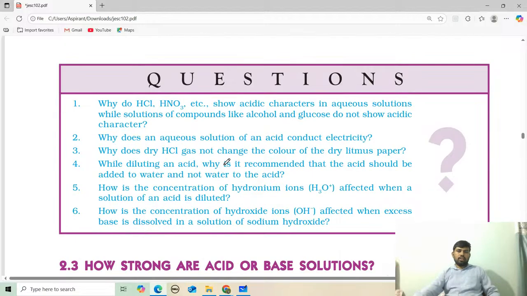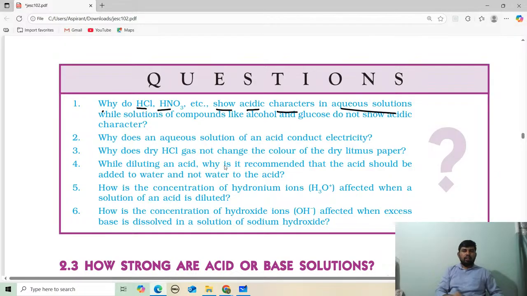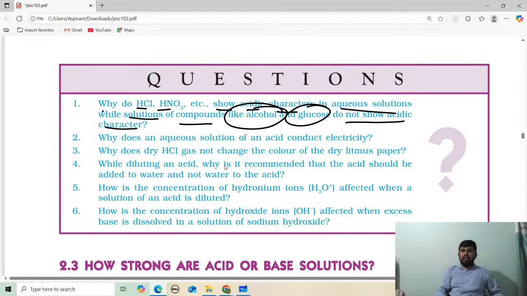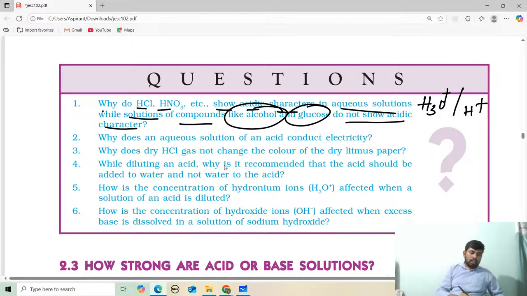Now let me discuss this question. Why do HCl and HNO3 show acidic character in aqueous solution, while solutions of compounds like glucose and alcohol do not show acidic character? Simple thing: acidic character is because of H3O+ ions, or we can say H+ ions. These ions are not produced in the case of glucose and alcohol.